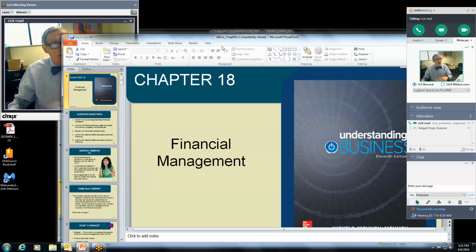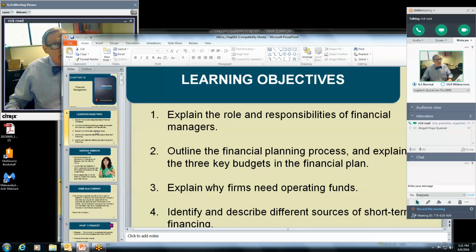All right, 5:21, Chapter 18, Financial Management. The objectives for this chapter: explain the role and responsibilities of financial managers, outline the financial planning process, and explain the 3 key budgets in the financial plan, explain why firms need operating funds, identify and describe different sources of short-term financing, and identify and describe different sources of long-term financing.